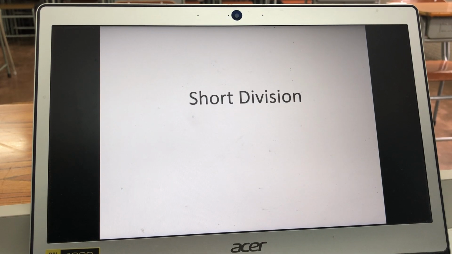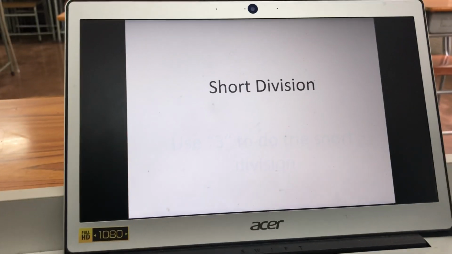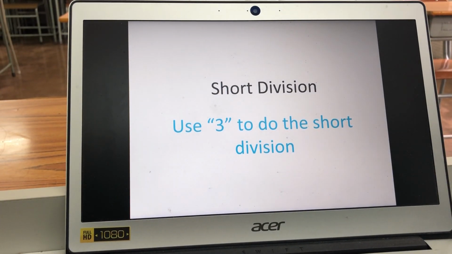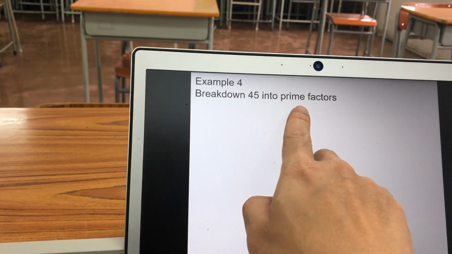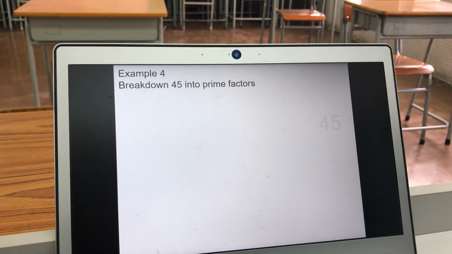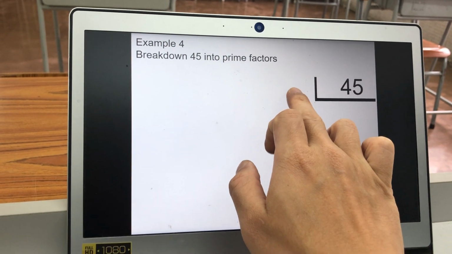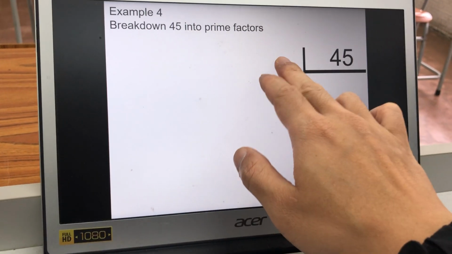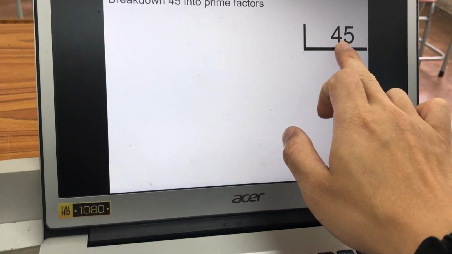So, to use the short division, instead of using 2, you could also use the other prime numbers. So this time, let's try to use 3 to do the short division. So for example, if you have to break down the 45 into prime factors, so start from 45. Can 45 be divided by 2? So we always try to start with the smallest prime number 2. But 45 is an odd number, not even number.